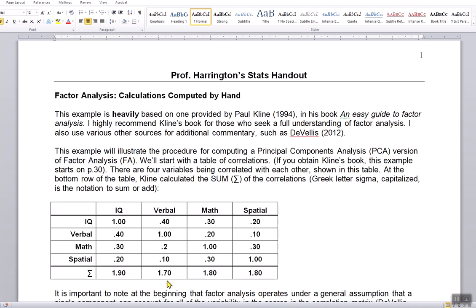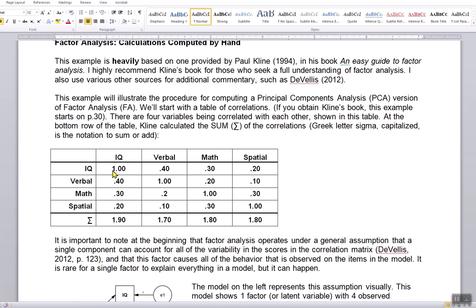So what we see here is a table of data. These are correlations, and this is a fake data set used strictly for example. The numbers come from Paul Kline's book, and this particular example, if you have his book, starts on page 30. So we see that we have a data set with 4 variables.